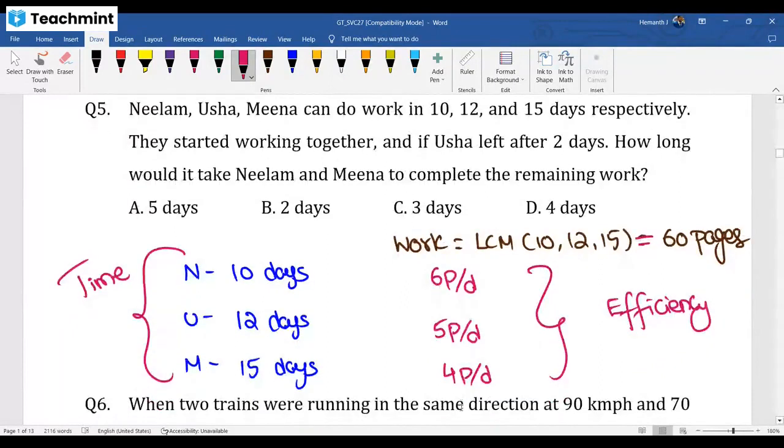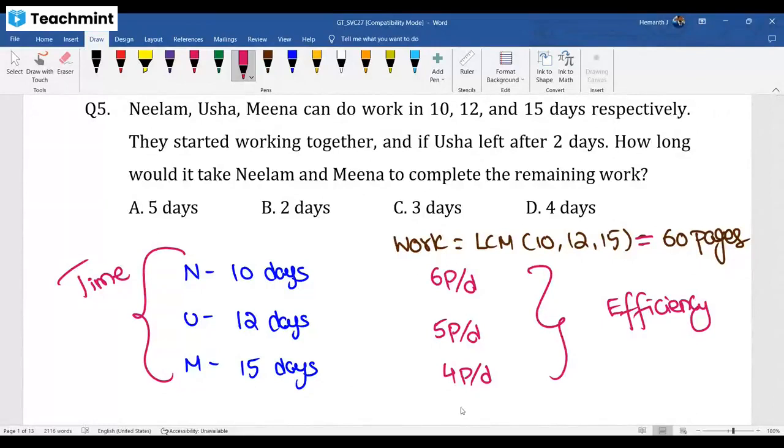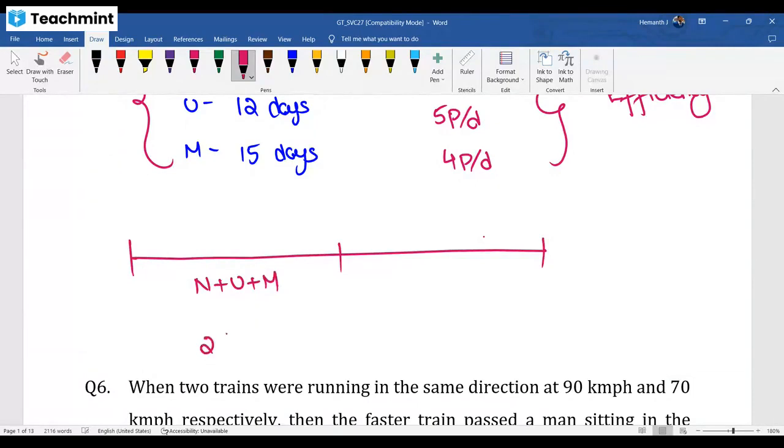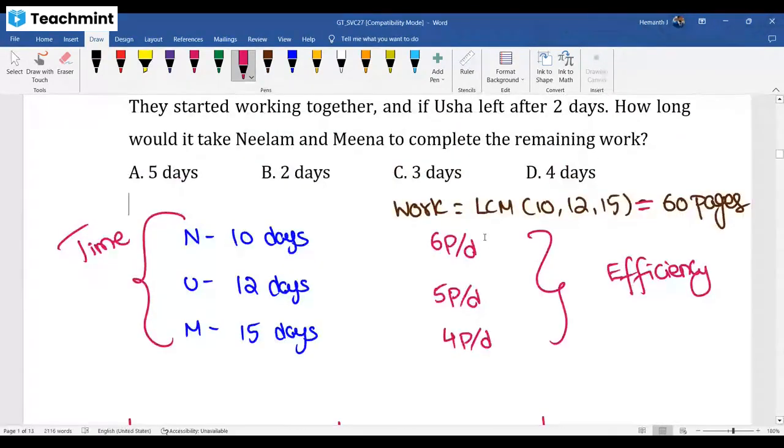Initially they worked together. After 2 days, Usha left. So what can you take? For the first 2 days, all three are there. Then Usha left, which means only N and M, Neelam and one more girl, Meena, are there.